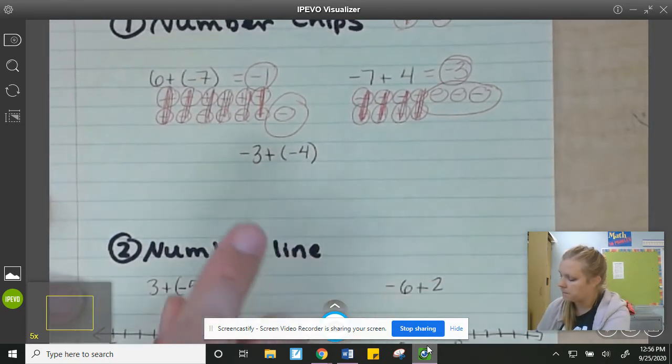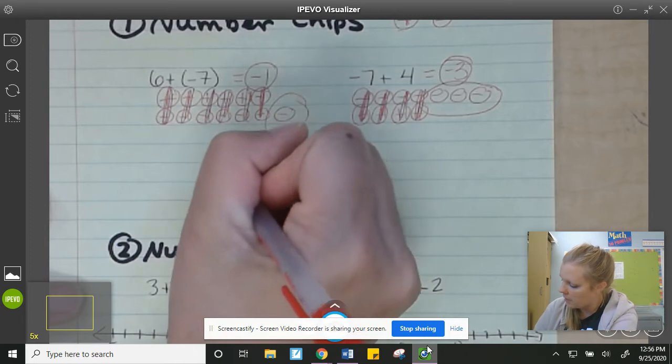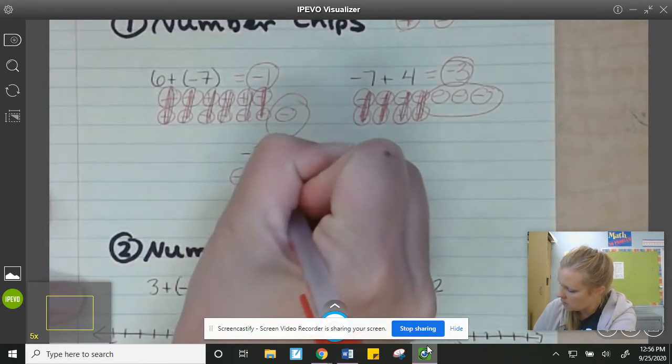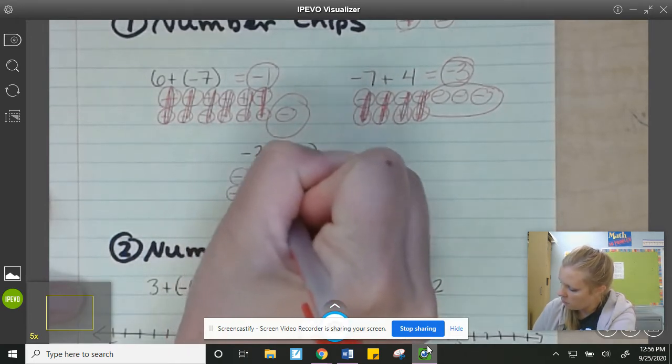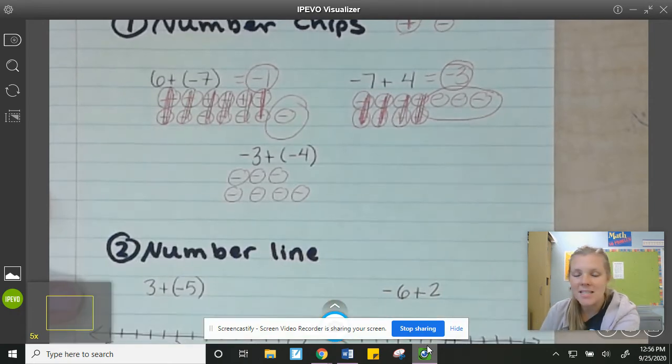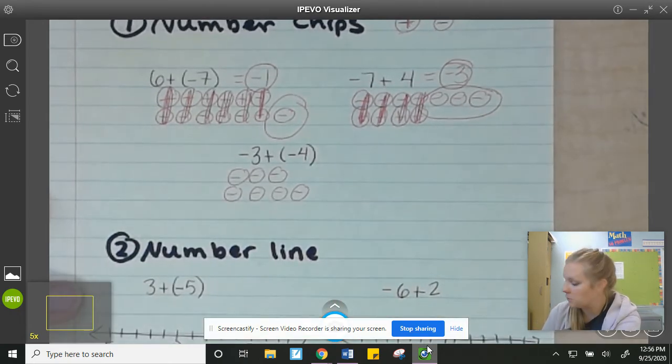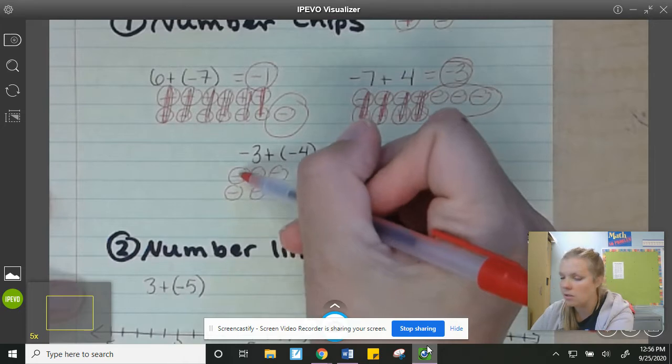One more example. Negative 3 plus negative 4. Negative 3 is 3 negatives. Negative 4 is 4 negatives. This time, however, we have a difference. We have something weird going on because these are not zero pairs.